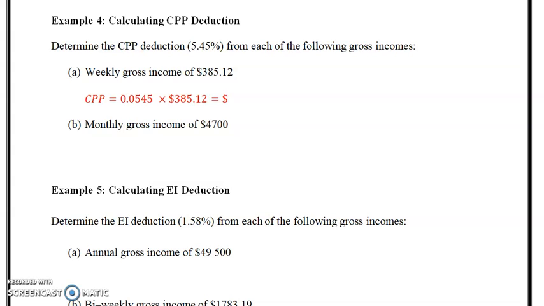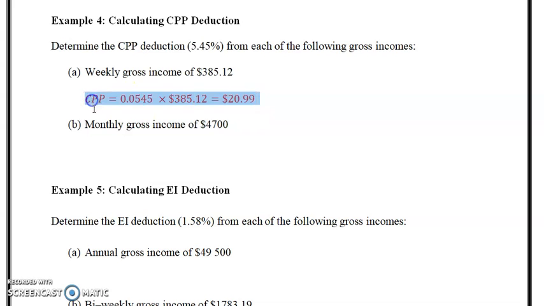So as you recall, CPP deduction is 5.45% of your gross income. So the weekly gross income is $385.12. So we're going to take 5.45% of that. To go from a percent to a decimal, you divide by 100 first. So we take 5.45 divided by 100. That makes it a decimal. Multiply it by 385.12. And that gives you $20.99. It's 989. The 9 rounds 8 up to another 9, and that is your weekly CPP deduction.